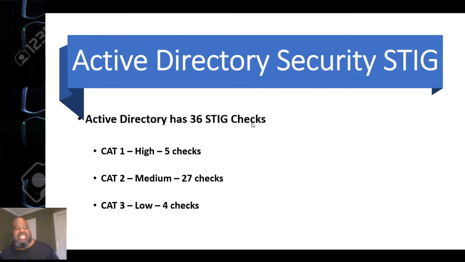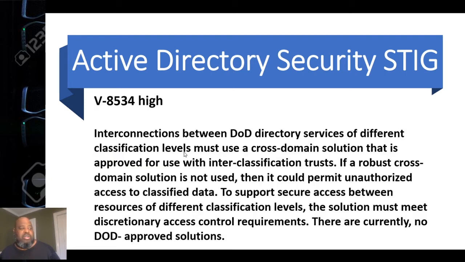In these checks, it's not a lot of them. It was 36 STIG checks: 5 were high, 27 were medium, and 4 were low. So let's just go over a few of those.